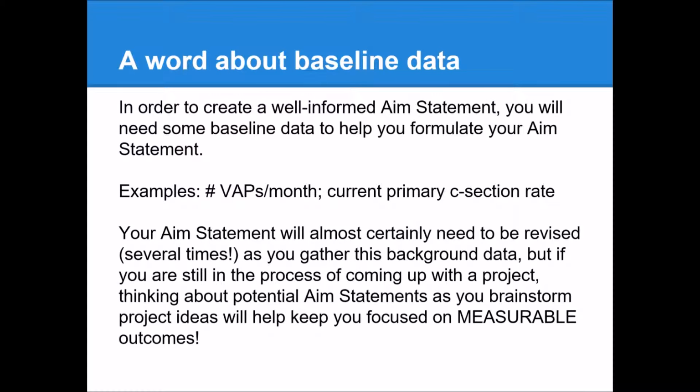As you probably gathered from the last few slides, in order to create a well-informed aim statement, you need some baseline data. You have to know where you're starting in order to know how much, by when, and for whom you're going to improve. But if you're thinking about those 3 components of a good aim statement as you're formulating your project, that will help you, 1, figure out what background data you need, and 2, it will make sure that you are planning outcome and process measures that are measurable. And that's very important as you move forward through the rest of your project, so that at the end of your project you have something that you can measure to indicate that improvement has been made.